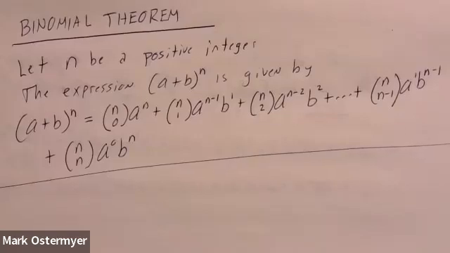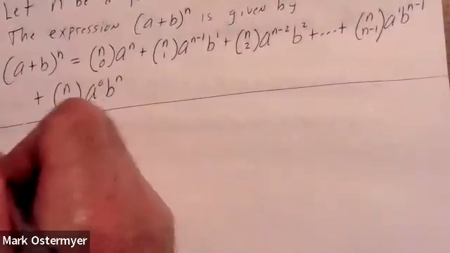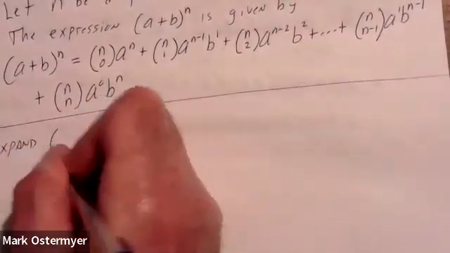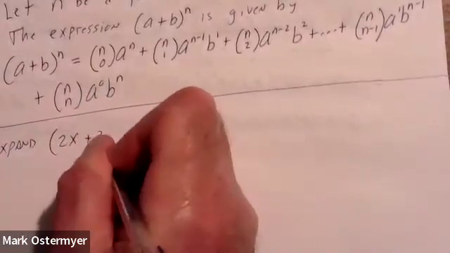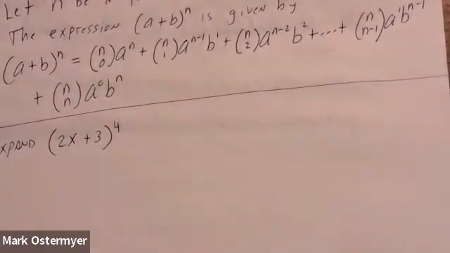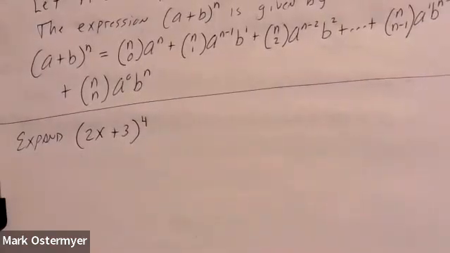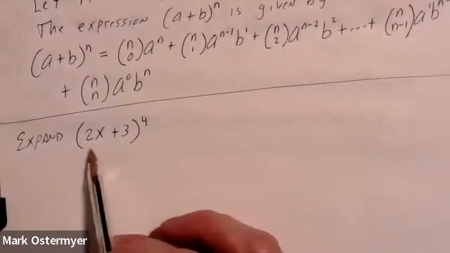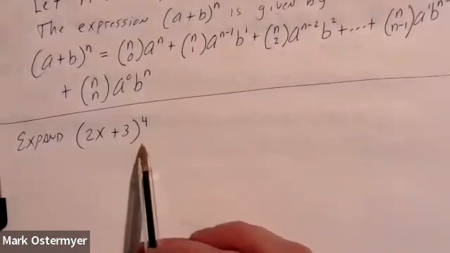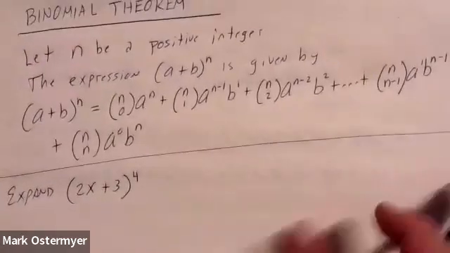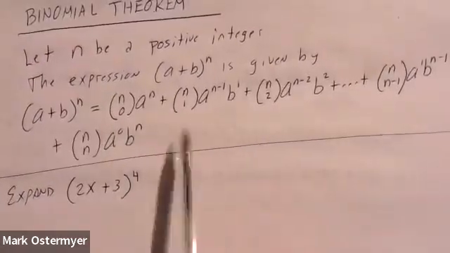All right, any questions about the binomial theorem? Okay, let's try another expansion now. So we will take 2x plus 3 and raise this to the fourth power. The instructions will say expand. And like I said, the long way of doing this is multiplying this by itself 4 times, and that's not the intention. The intention is to make use of the binomial theorem.